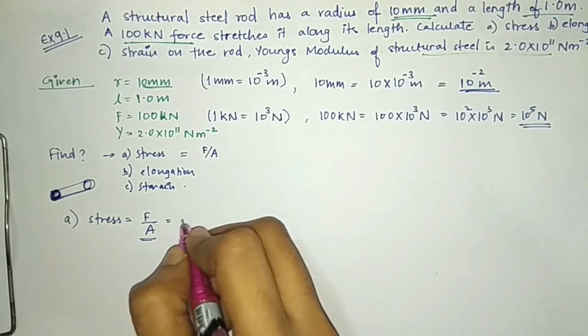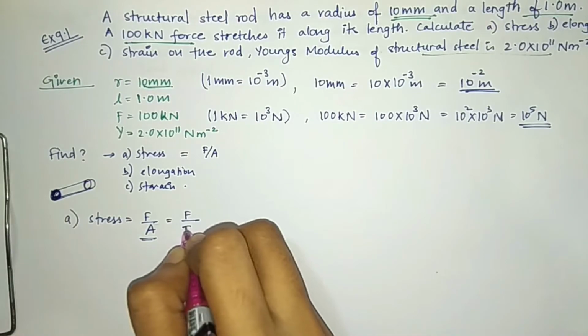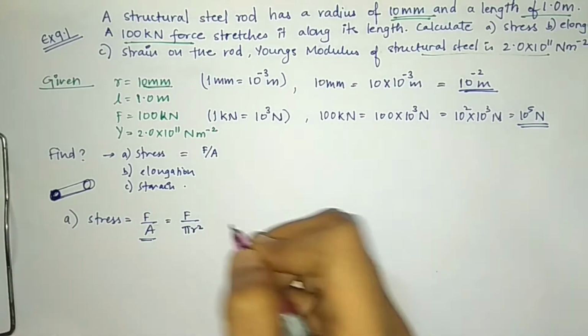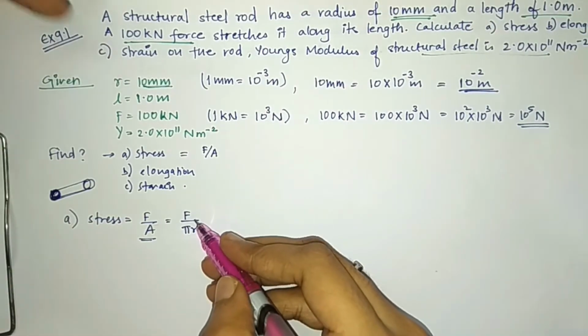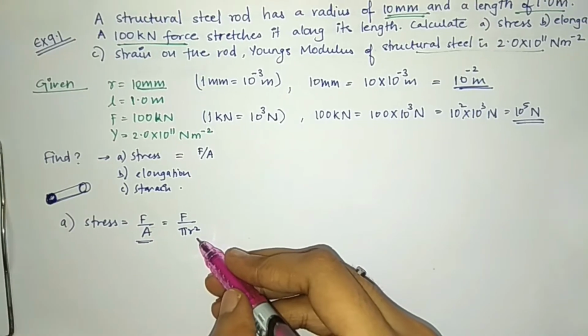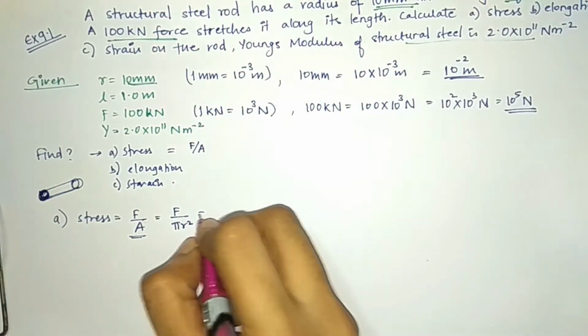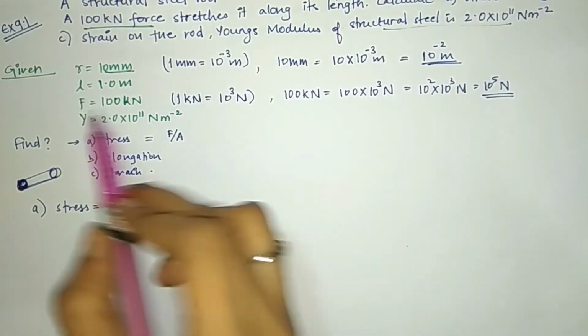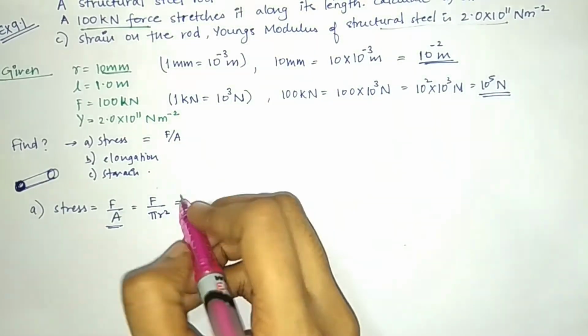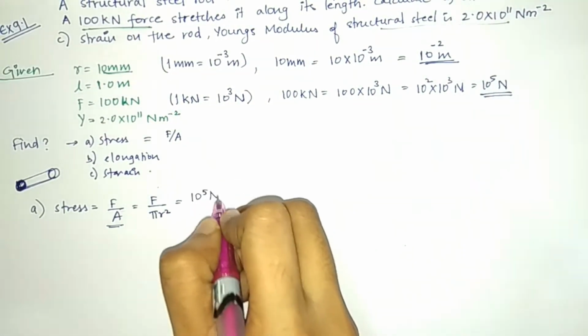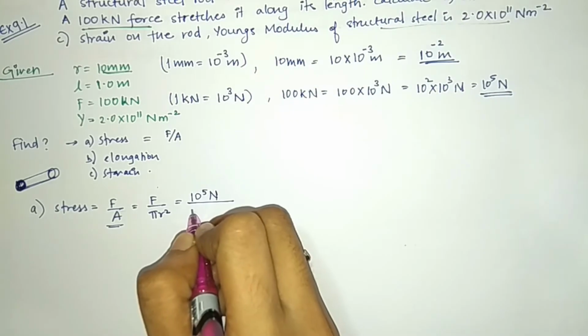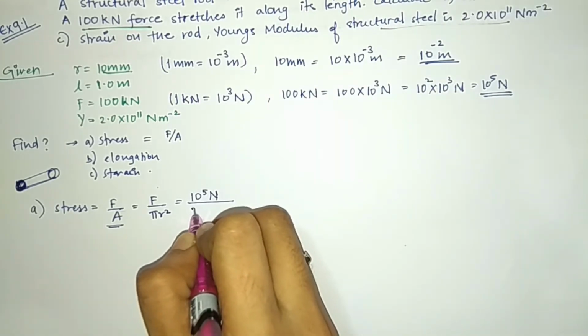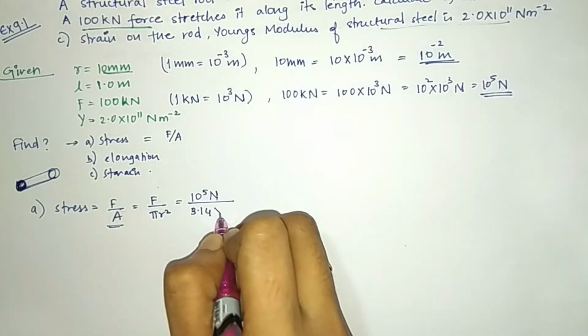What is the area of the circle? It is πr². So stress is F upon πr². We know the force, yes, and we know the radius, yes. So we can directly substitute: force is 10^5 Newton divided by π, where we can write π as 3.14, times.